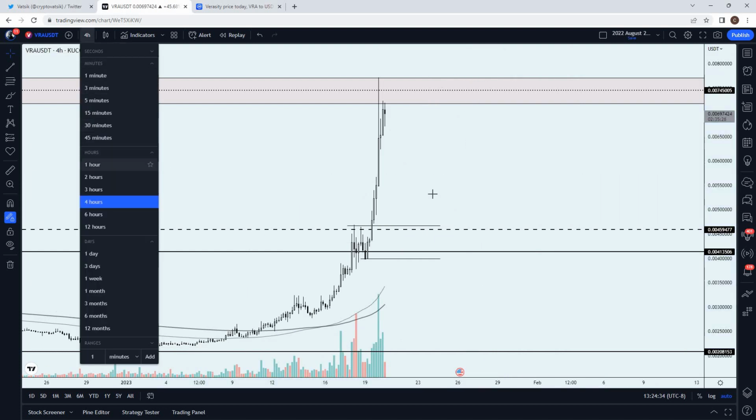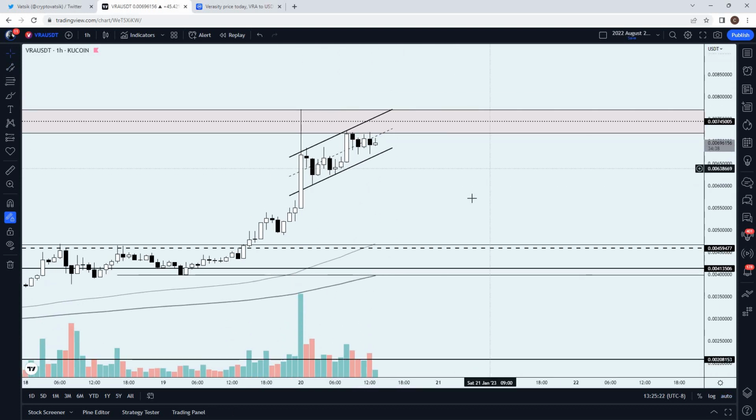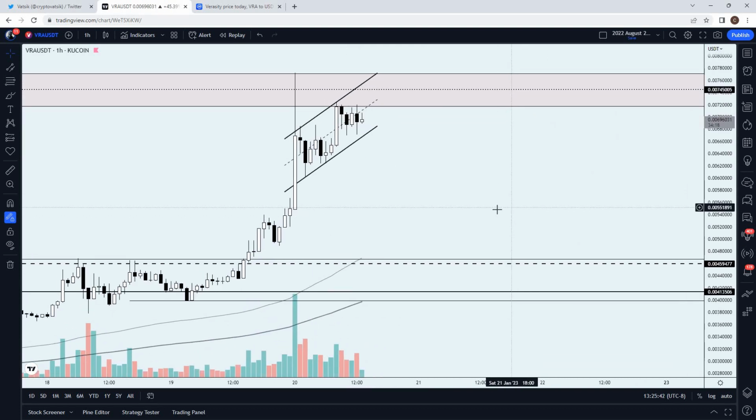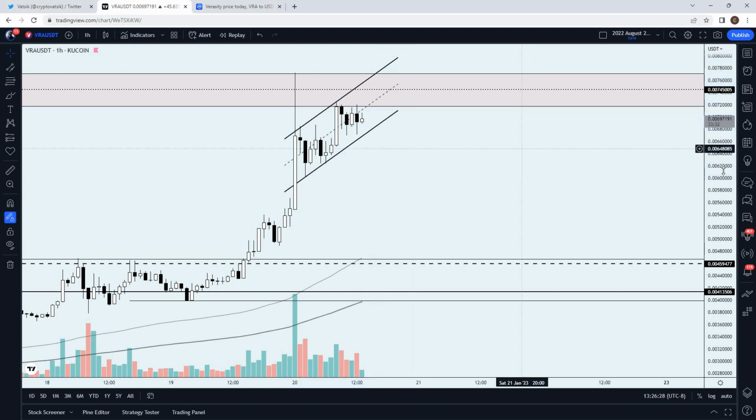Let's drop down to the 1 hour now. Okay, so we got a nice rising channel on the 1 hour here. Okay, a beautiful rising channel. So if you are looking to trade this, I'd be watching for an H1 break of market structure, which would be a break of this rising channel. This is a bullish trend.